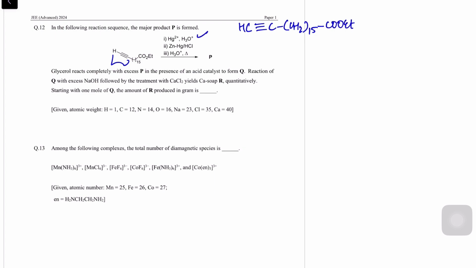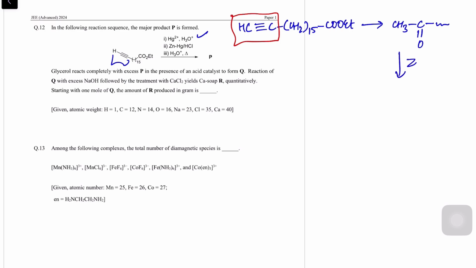First reaction is the hydration in presence of mercury. This is the very famous hydration of alkynes, which is a Markovnikov addition. That will give us CH3, C double bond O, and the entire molecule remains like this, right? So we will first discuss this part.